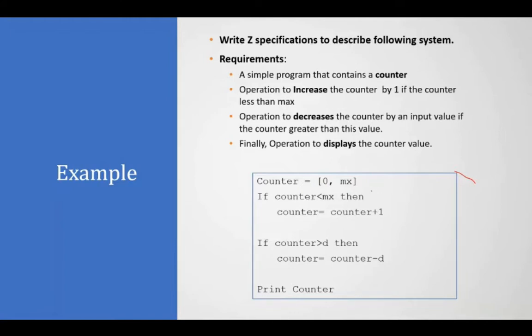So guys, as you see here, we have this counter, and the range of this counter is from 0 to max. Here we also have a condition: we cannot increase the counter unless it is still less than the max. Then we also want to decrement by d, not by 1, but only if the counter is greater than d. So we have two operations, increment and decrement. We have to create the state schema and the initial schema.